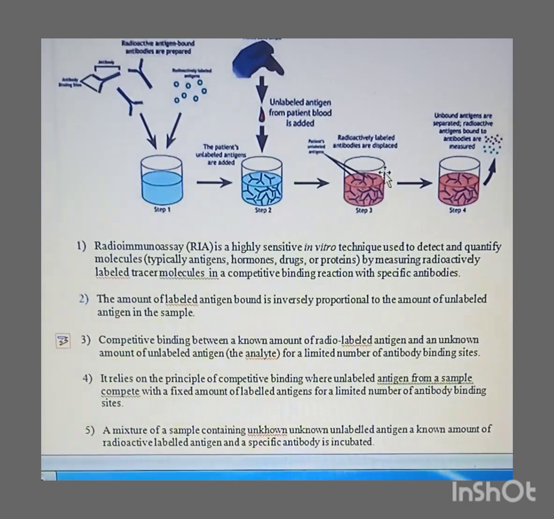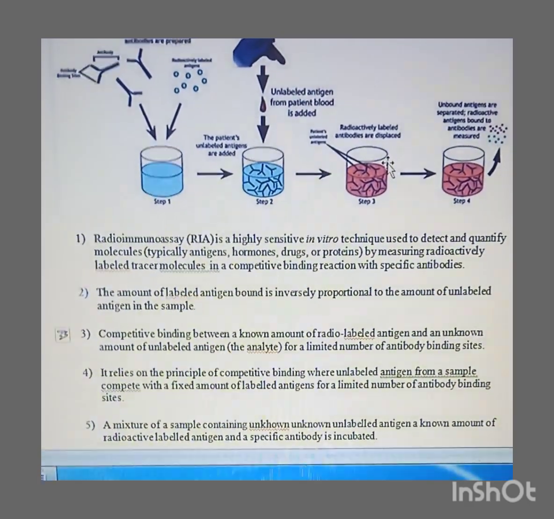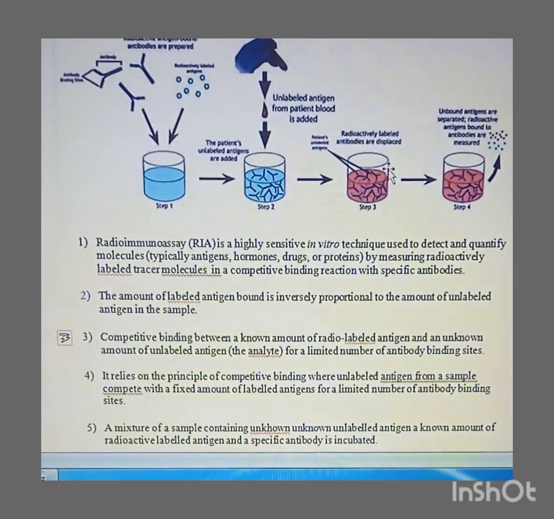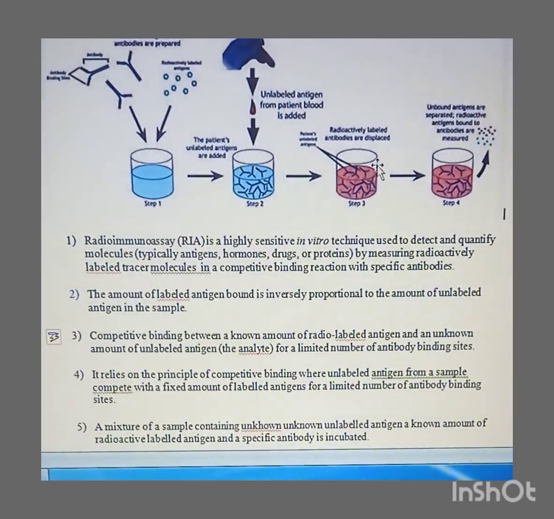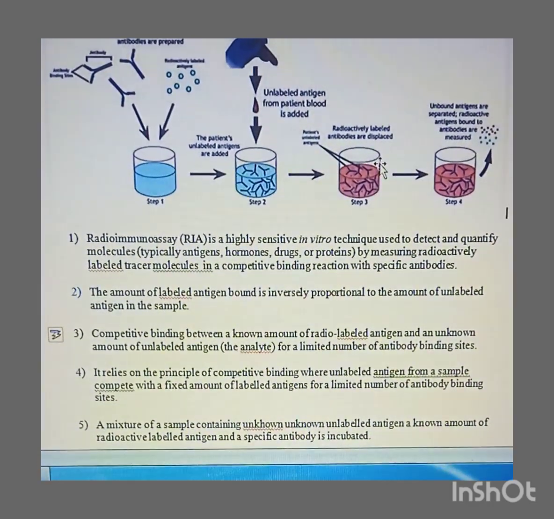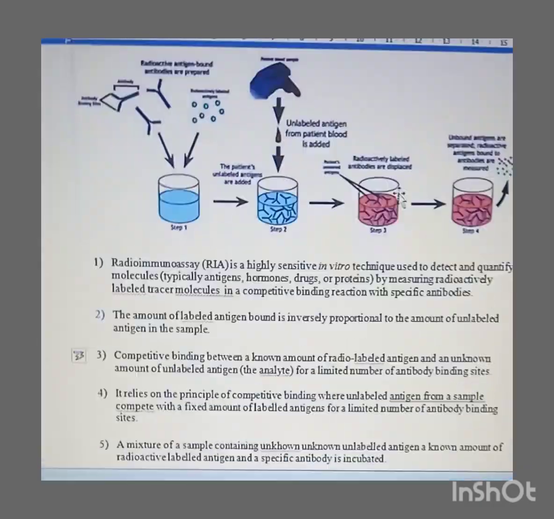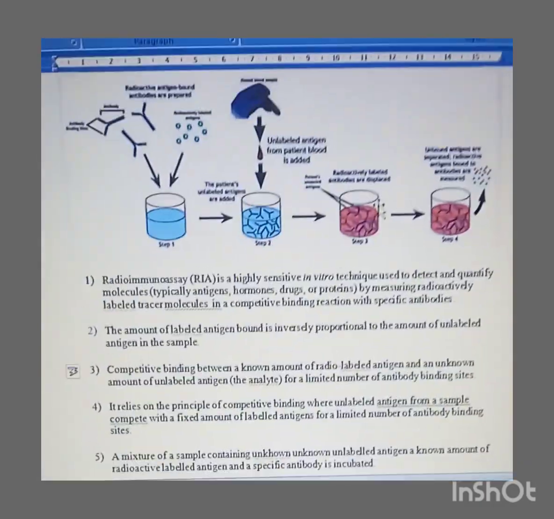Today I will provide you notes about detection of molecules using RIA. RIA means radioimmunoassay. This technique is used for the detection and measurement of peptides and vitamins, for example insulin. Okay, so look at this diagram.